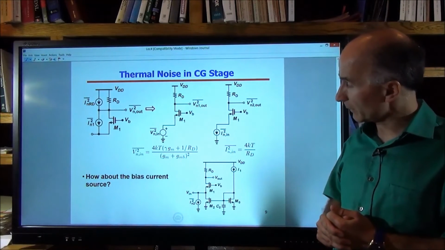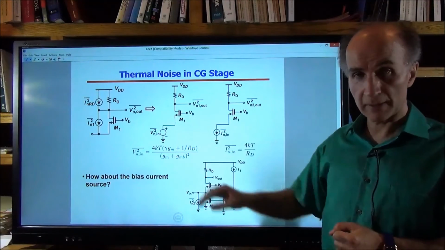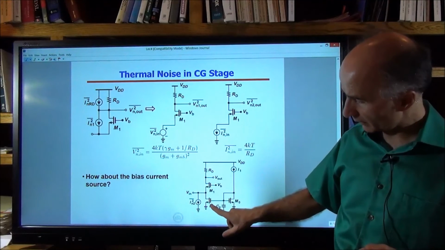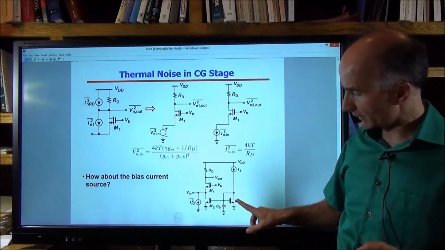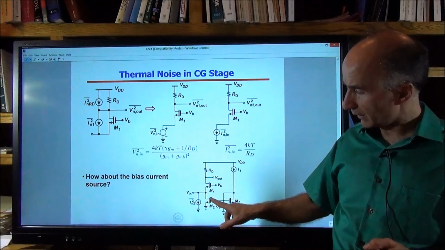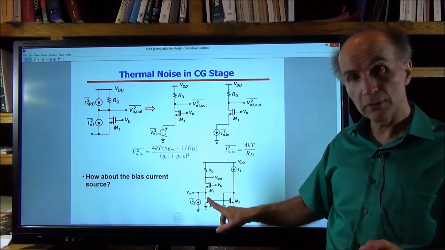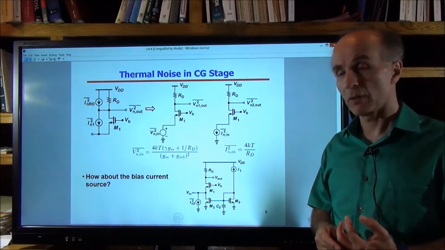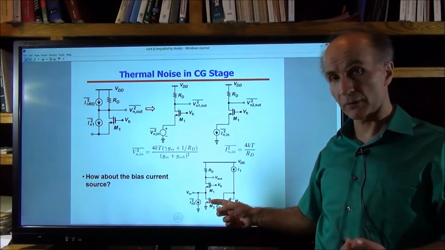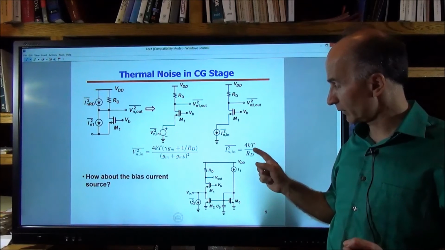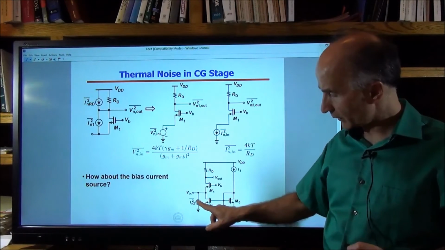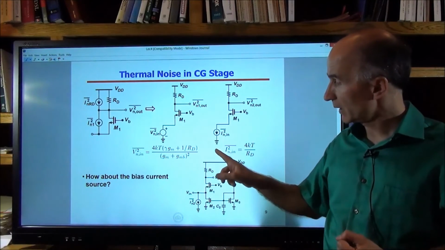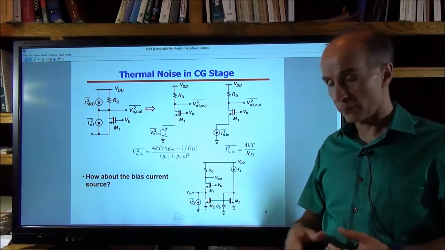All right, now in practice we also have to bias up the common gate stage, for example, by a current source, such as this. This is a current source coming from a current mirror arrangement, and it turns out that the noise current of M2 adds directly to this value here. So this noise may not be negligible in general, so we have to worry about not just 4kT over Rd, but also the noise current of M2. The noise voltage is not affected by this transistor.